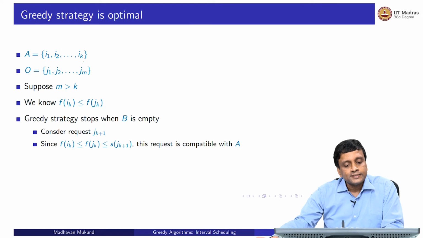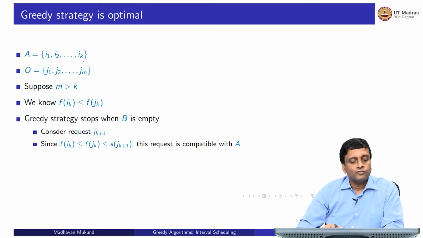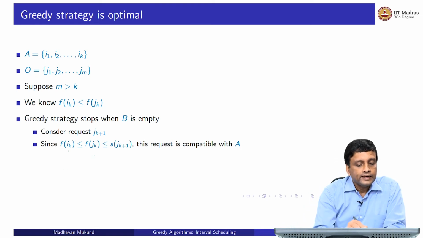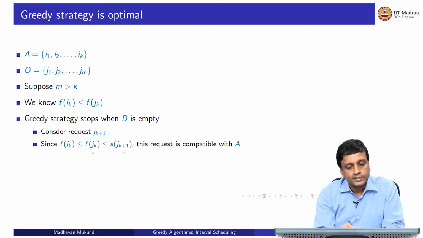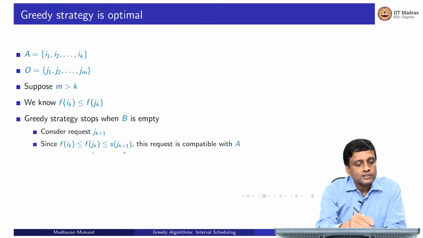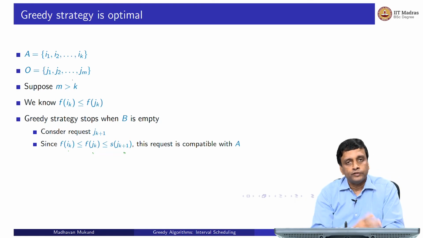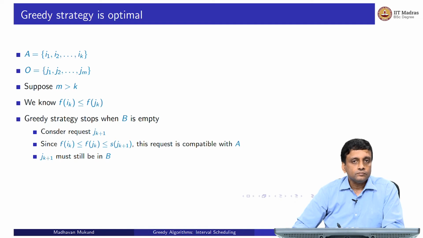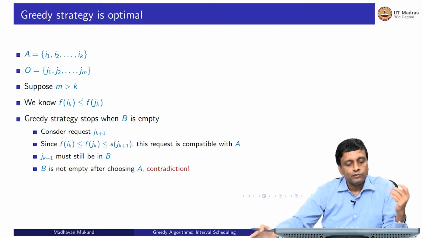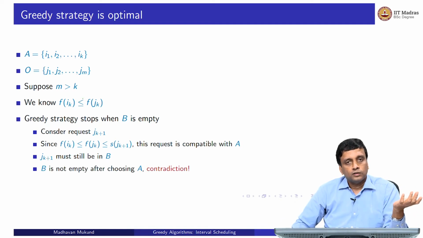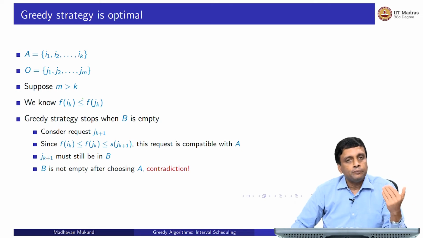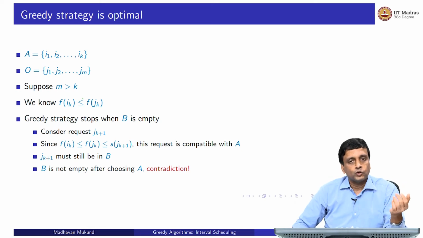But the job that is remaining is not incompatible, because for the same reason we know that IK is smaller than JK in the finish time, but JK is smaller than JK plus 1 in the start time. So the next request which comes after that in O is not finished. So this means that B is not finished at that time. Therefore, our assumption that B is empty and we stopped is wrong. We could not have stopped at K because B became empty. So we must be able to add K plus 1. If M is strictly bigger than K, then there is something wrong with our assumption, and therefore M cannot be strictly bigger than K.